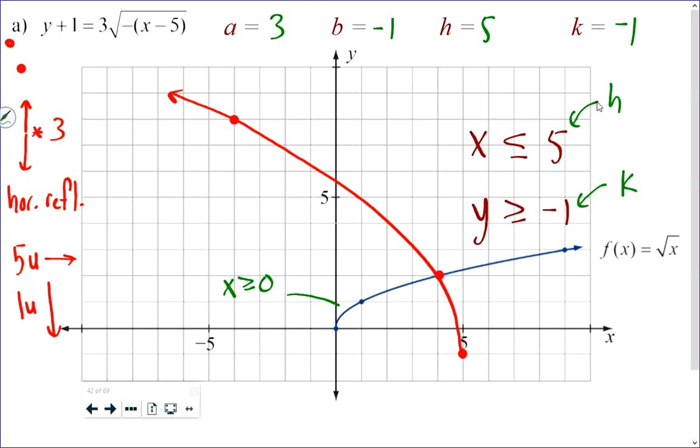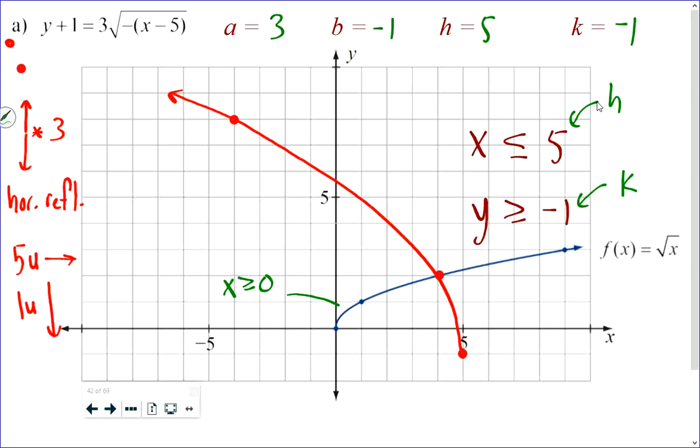But your domain of these functions will always be x is greater than or equal to h, or x is less than or equal to h. Similarly, your range is always going to be y is greater than or equal to k, or y is less than or equal to k. Who's willing to volunteer an answer to this question? What would be different in this question if the range was y is less than or equal to -1? What would have had to be different? Madison? Right, which would mean there would be a vertical reflection, and that would mean that a is negative. And that would change the whole picture.